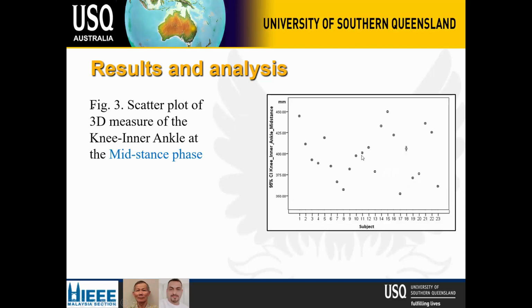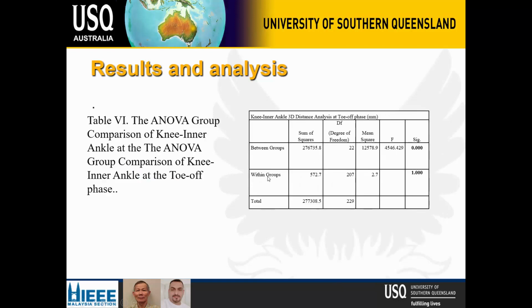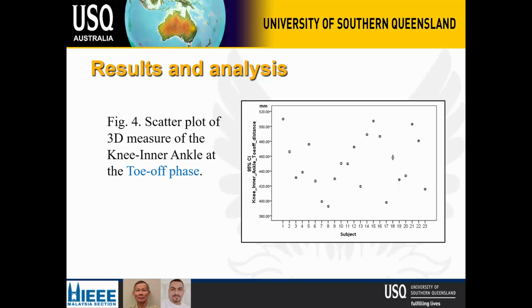Results and analysis. Figure 3 shows the scatter plot of the 3D measure of the knee to inner ankle at the mid-stance phase. Table 5, the 3D measure of knee to inner ankle at the toe-off phase. Table 6, the ANOVA group comparison of knee to inner ankle at the toe-off phase. Figure 4, scatter plot of the 3D measure of the knee to inner ankle at the toe-off phase.